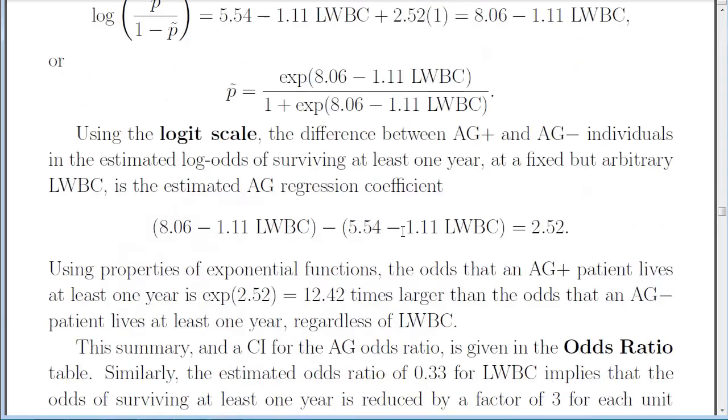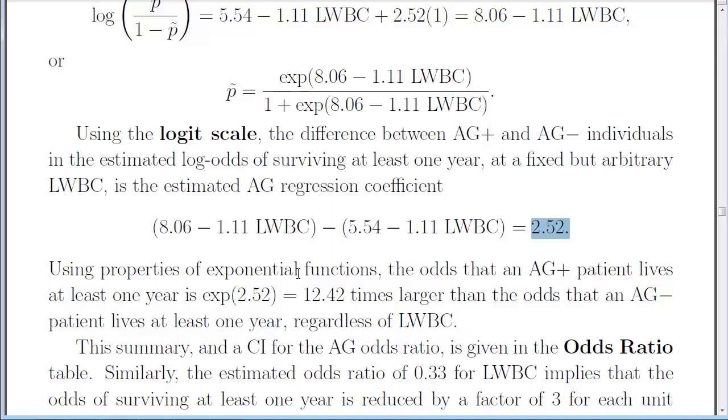Then we can ask that question by just taking the difference. Here's AG positive minus AG negative. It's a difference of 2.52. That was, in fact, that regression quantity associated with the AG positive value. And there's a way to interpret this based on the odds.